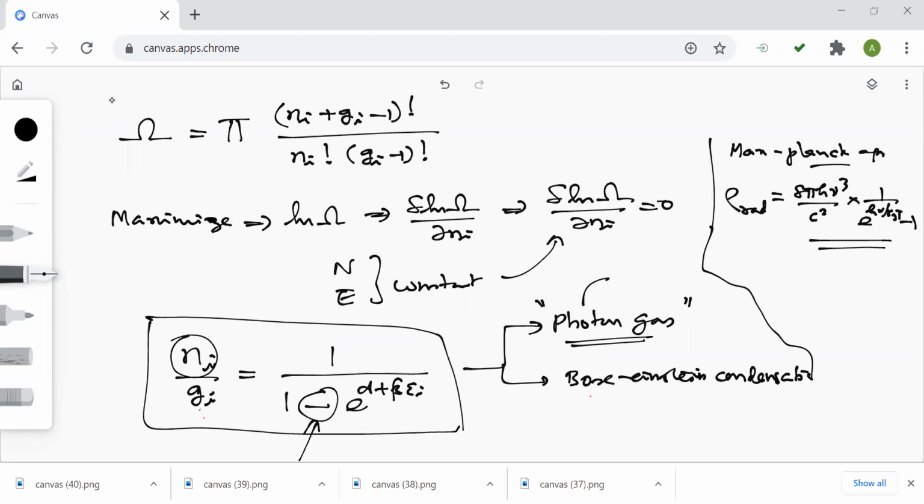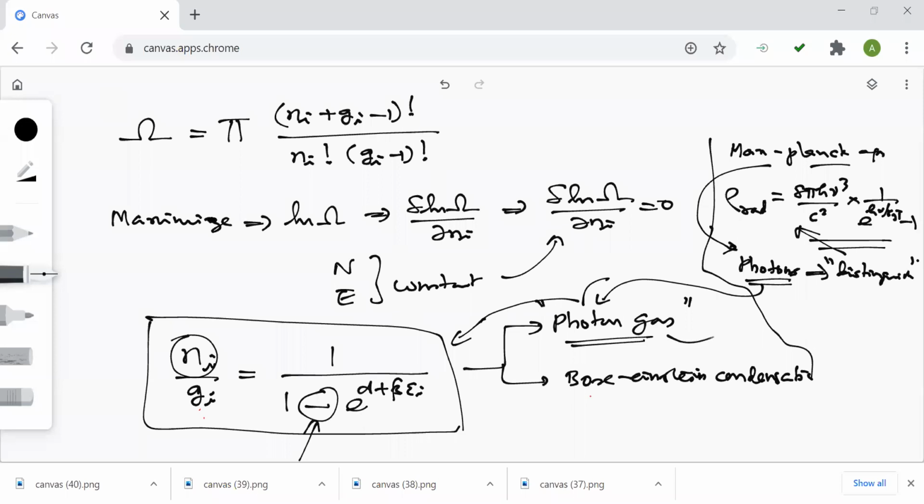Max Planck derived this formula for the black body radiation spectrum by assuming the photons as distinguishable particles. Sir, observe carefully. Max Planck derived this formula by assuming photons as distinguishable, classical particles. But now what we are saying is photons are not distinguishable particles. Photons are indistinguishable particles, and photons are bosons. They obey Bose-Einstein statistics. So using Bose-Einstein statistics, if you derive, unfortunately, we get the same expression given by Max Planck.